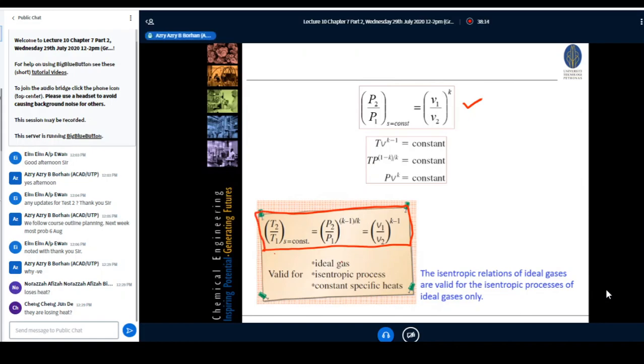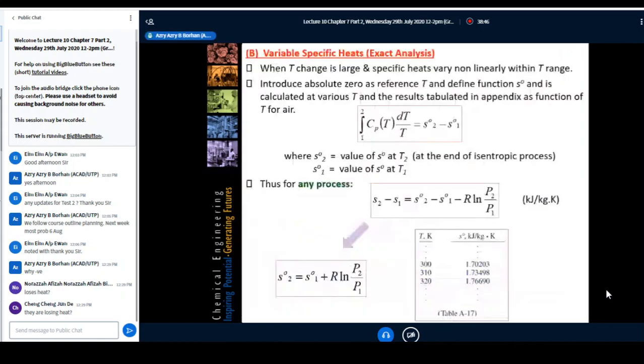are only applicable if you have a gas that resembles ideal gas behavior and it undergoes an isentropic process. If it is non-isentropic, you cannot make use of this equation. Remember, and of course, this follows the constant specific heat method. These three conditions have to be satisfied in order to make use of this particular correlation. Now, what happens if I have variable specific heat that undergoes an isentropic process?